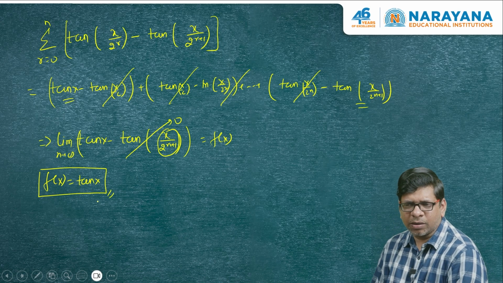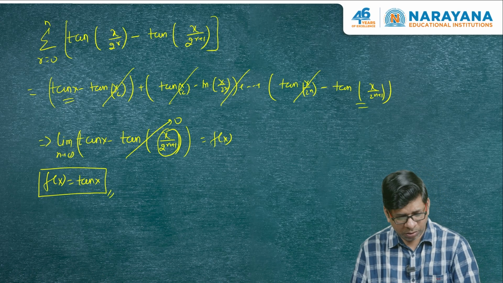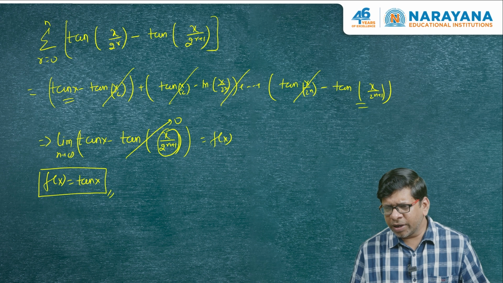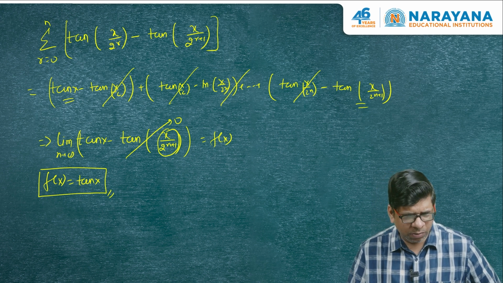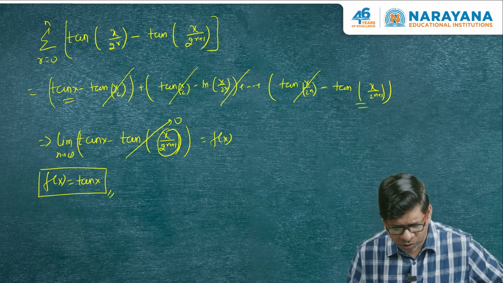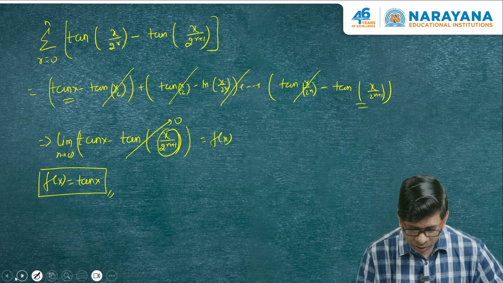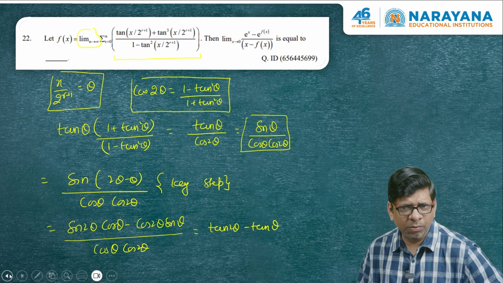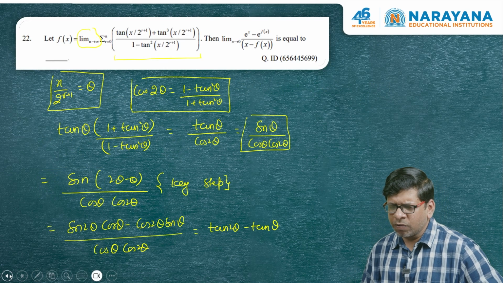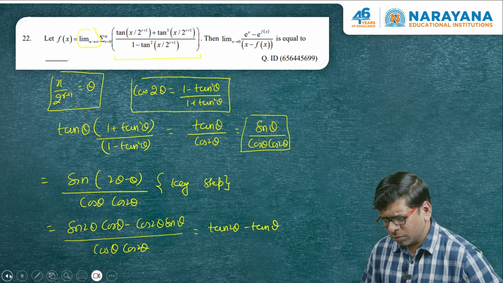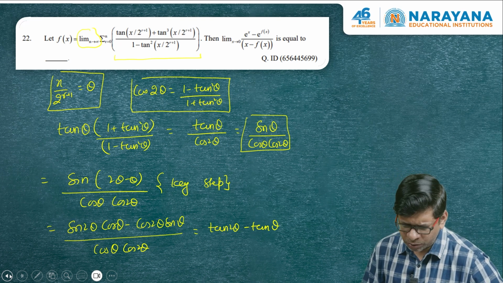So f(x) becomes tan x. Tricky question. If you know how to convert that to telescopic form, it will be a one-line question. So getting f(x) equal to tan x is not a big deal if you know this type of telescopic question. Most of you might not have done it, some of you have done also.